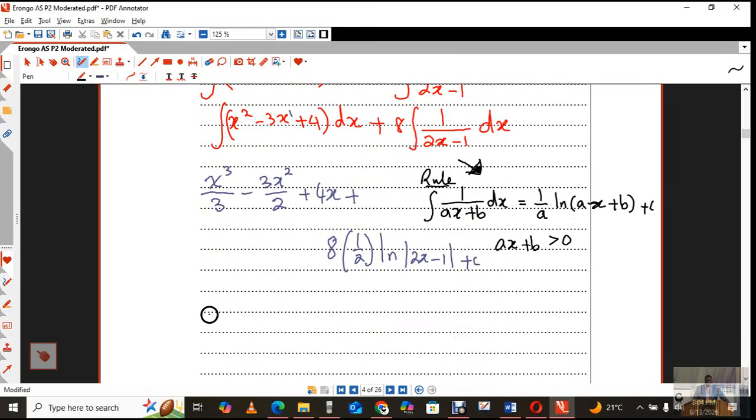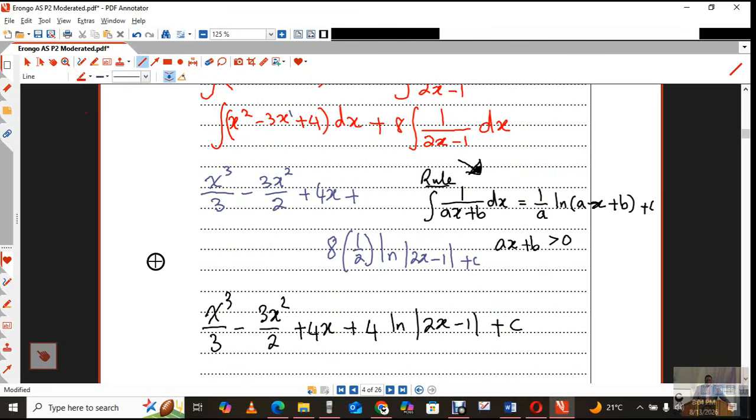So it's going to be x cubed over 3 minus 3x squared over 2 plus 4x, a half times 8, that is going to be 4. And then you have the natural log of the quantity 2x minus 1, which should be positive, plus the constant of integration. That is the solution to this question.